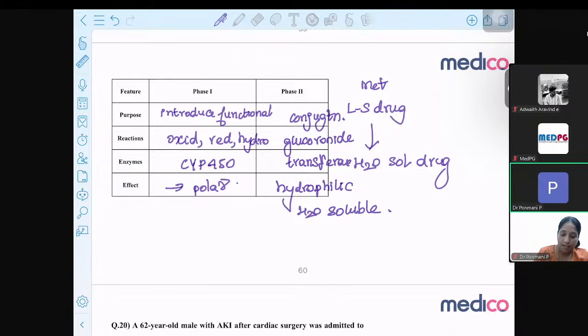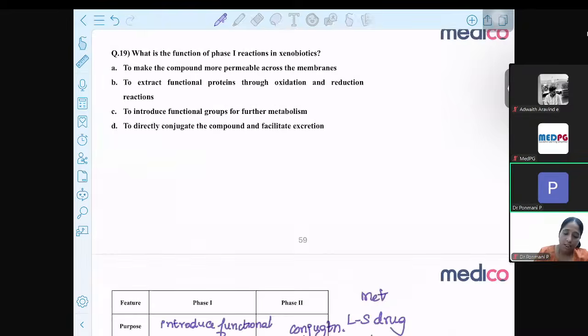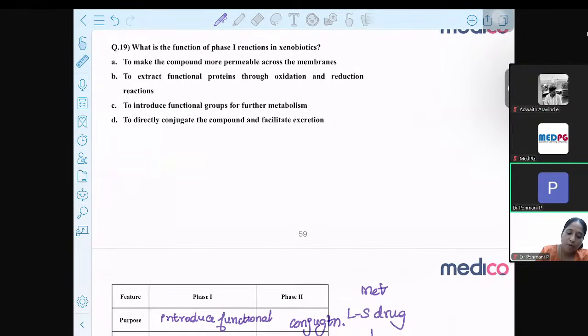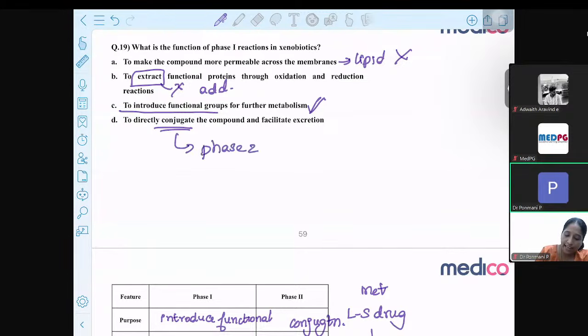Okay, so now let us look at the options. What is the function: to make the compound more permeable across the membrane? That means lipid soluble, is it? No. To extract the functional groups? No. It is going to add functional groups. Okay, it is not going to extract the functional groups. And the third is to introduce functional groups. Yes. And to directly conjugate? No. So directly conjugate is a phase 2 reaction. It is not a phase 1 reaction.